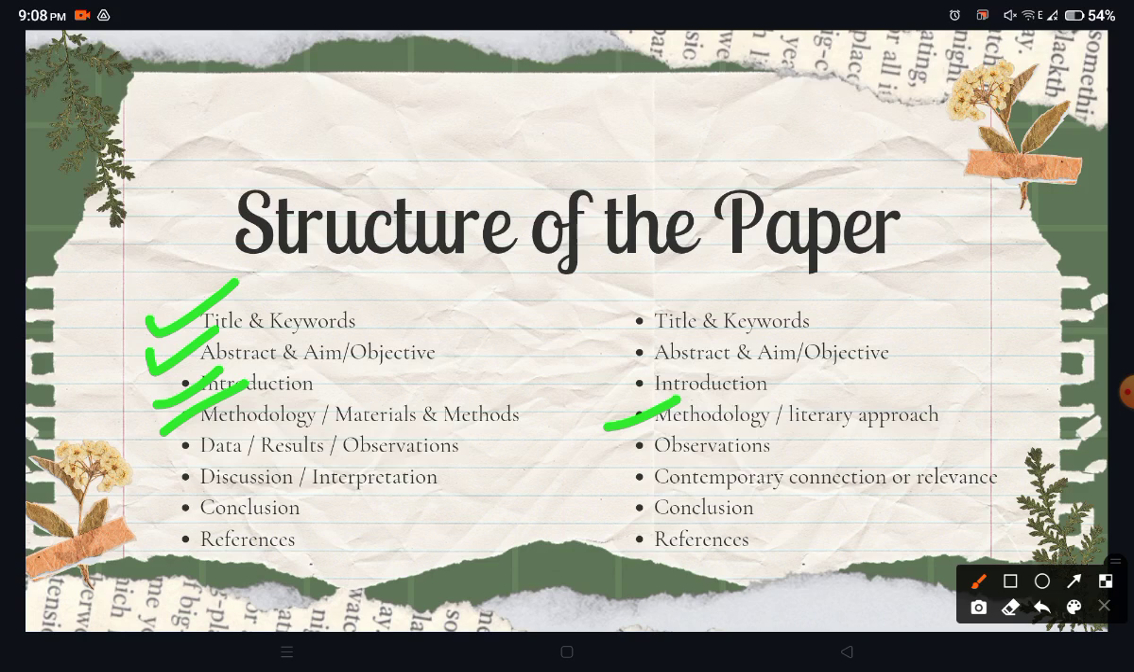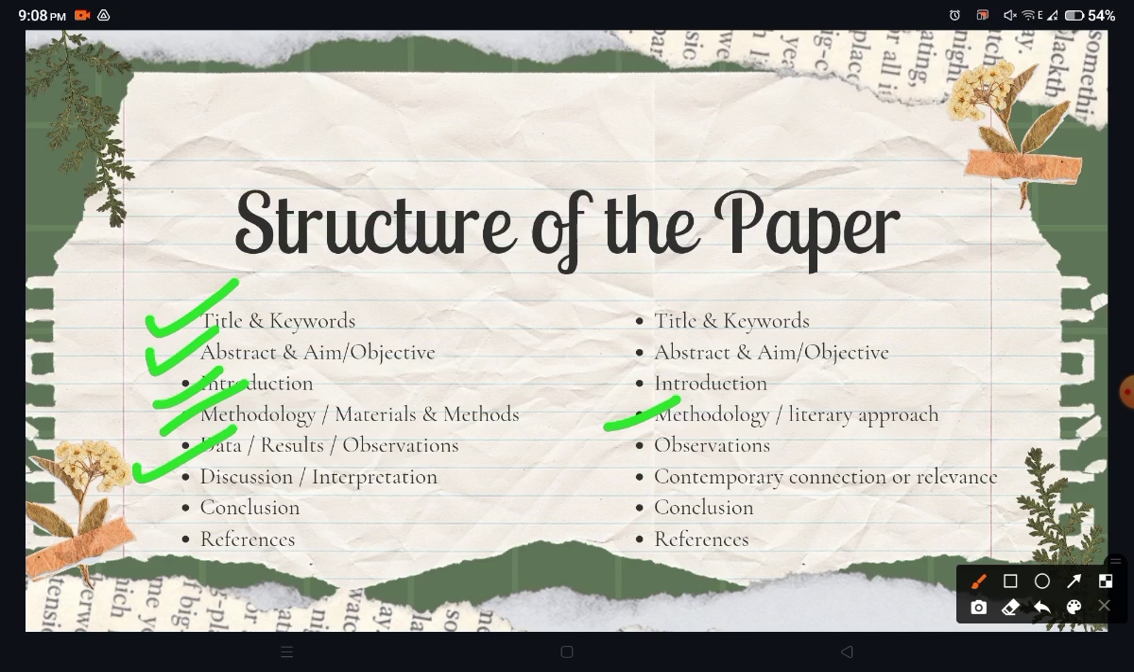Then comes the data and observations. It's an optional one. If you have data, you can add it there. Include relevant statistics, figures or examples to support your arguments. For a scientific paper, this is crucial. For literary and social topics, it may be textual evidence and some quotes.